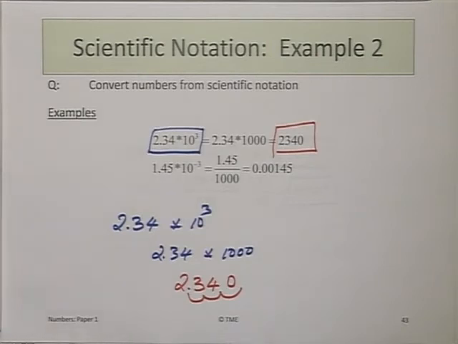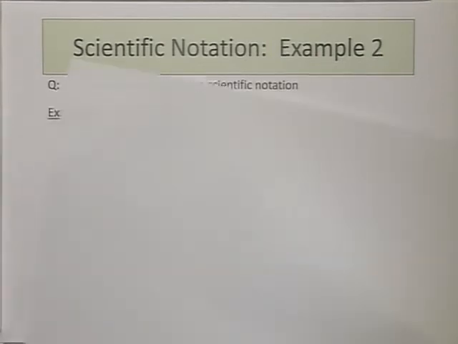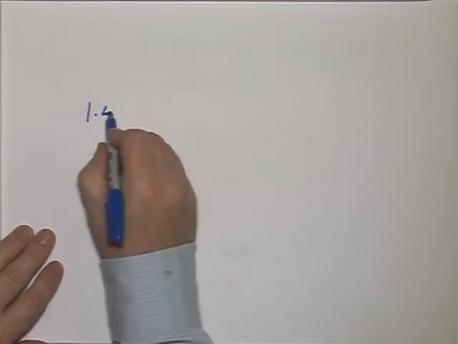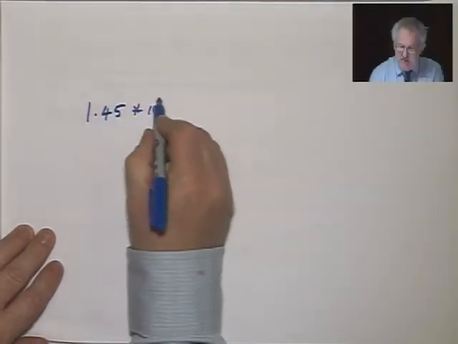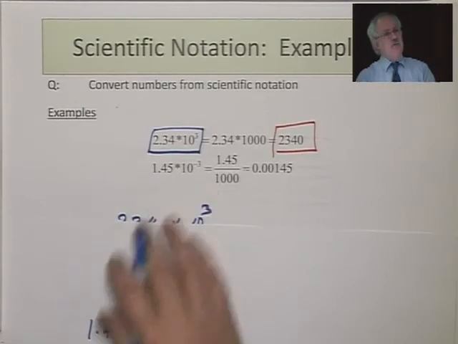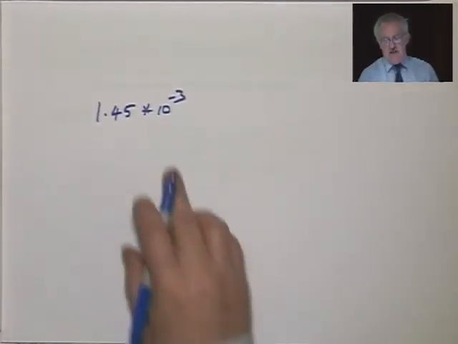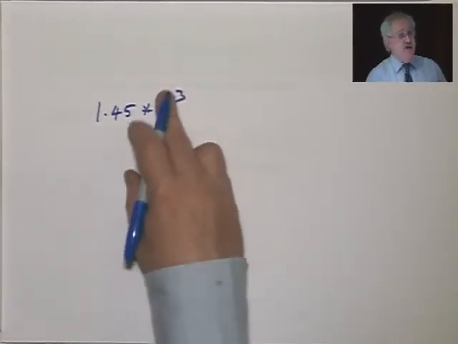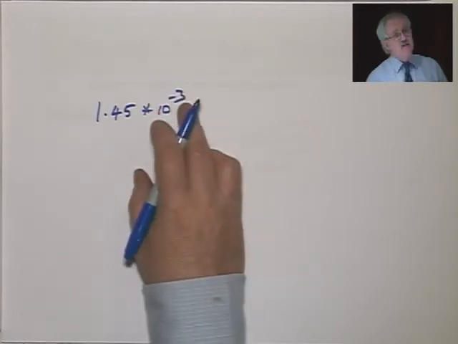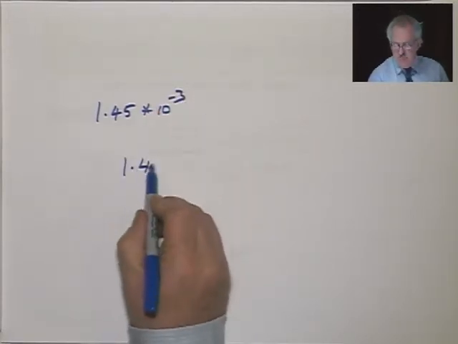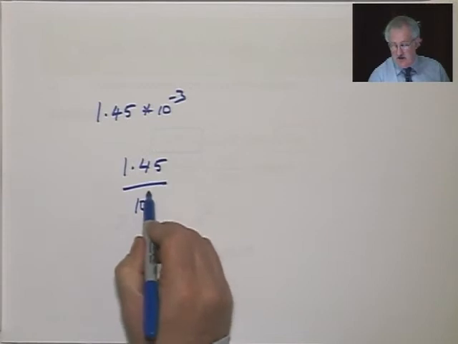The last question there is 1.45 by 10 to the minus 3. And how do I deal with that? Well, that's telling me that this number here is dividing. Anything to the minus is like saying 1.45 divided by 10 to the plus.